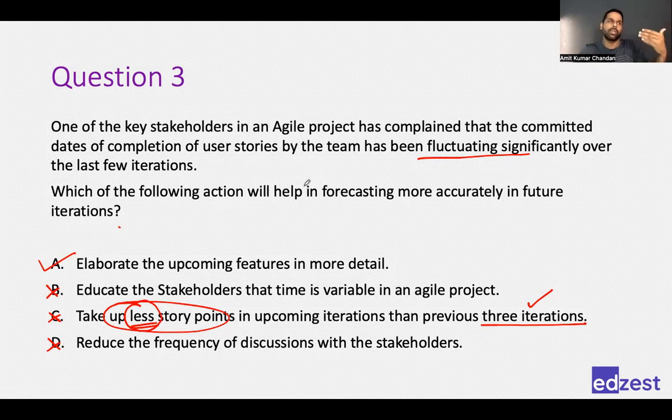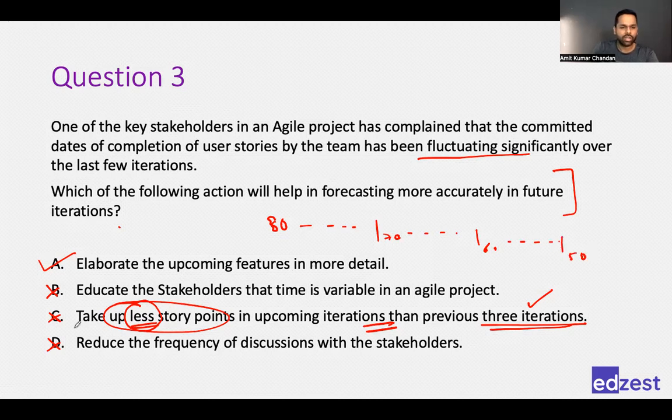That is one part of the problem, that yes, the estimate was fluctuating, we were not able to complete, so let us take less work. But will that help? And how is it going to help you answer the question is also something we have to think about, right? Now, if you say let us take up fewer story points in upcoming iterations than the previous 3 iterations, what would happen? Every 3 iterations that you complete, when you estimate after that, you will take fewer story points. So you started with 80, you completed 80, then you did 70. Then you completed 70, then you did 60. Then you completed 60, then you took 50. Right? So this is not a good process to start, that whatever we achieve in the 3 iterations, in the next iteration we will reduce our story points.